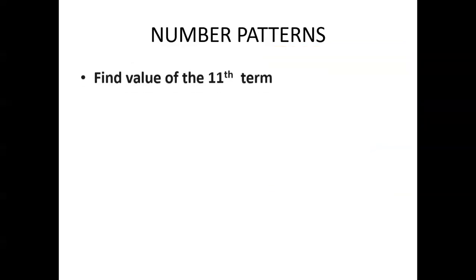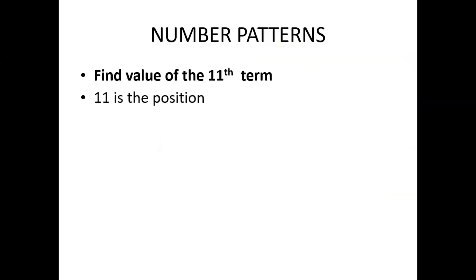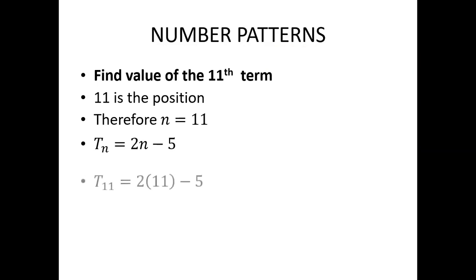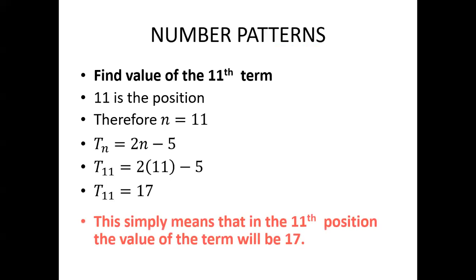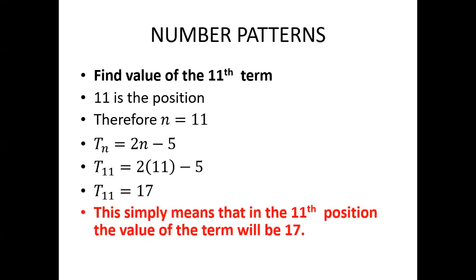Now, to determine the 11th term, it means n is equal to 11. You will go back to the general term, and wherever there's n, you will substitute 11, and you'll end up having T11 is equals to 2 times 11. 2 times 11 is 22. 22 minus 5 will give you 17. This means that in the 11th position, the value of the term will be 17.